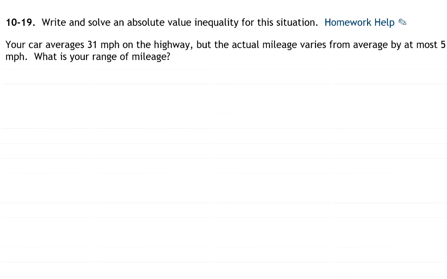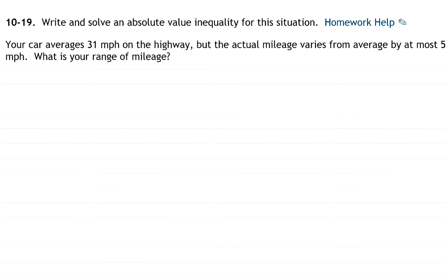Right, and solve an absolute value inequality for this situation. Your car averages 31 miles per hour on the highway, but the actual mileage varies from this average by at most 5 miles per hour. So what is your range of mileage? You could be getting more than 31, you could be getting less than 31, and it's at most 5 in each direction. So there are upper and lower bounds.